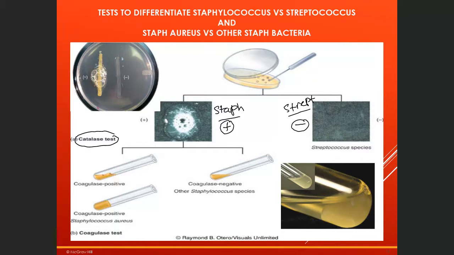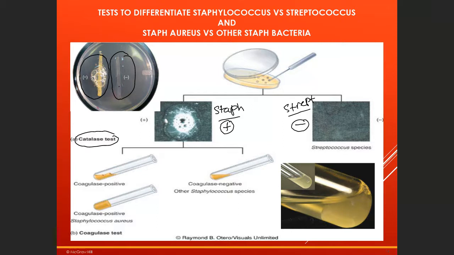Now, what do the positive and negative tests look like? This is how the positive test looks. You see the bubbles over there, and this is the negative test. If it is like this, then the bacteria is Streptococcus. If it's positive like this, then the bacteria is Staphylococcus.